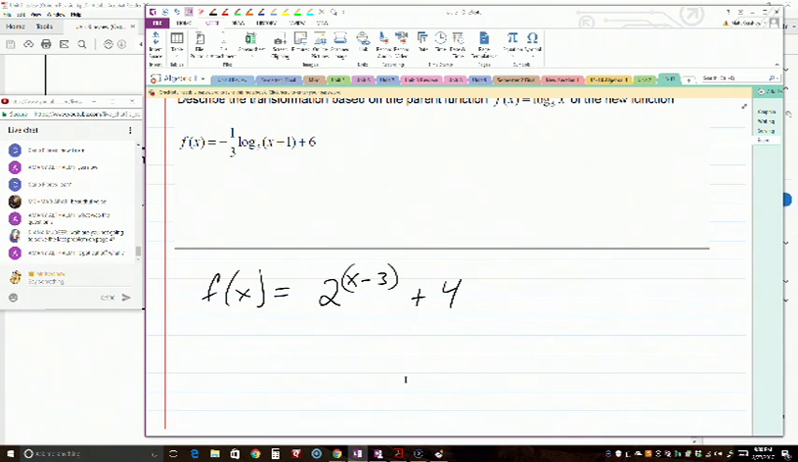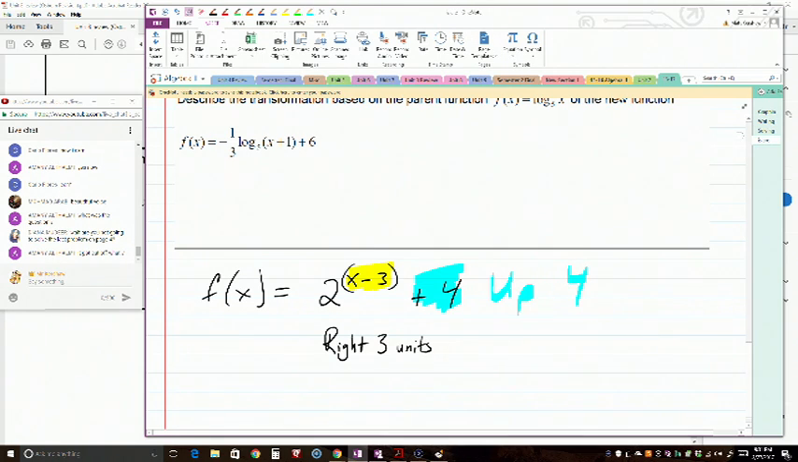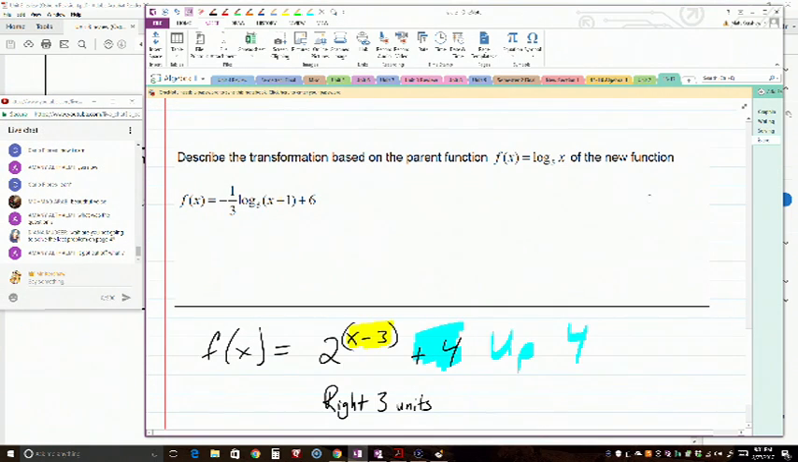I'm going to answer the last question next. So as we look at this function, since it's x minus 3, right? The 4 would make it go 4 units up. All right, so now back to describe the transformation based on this function.